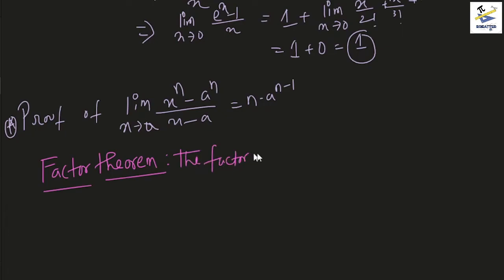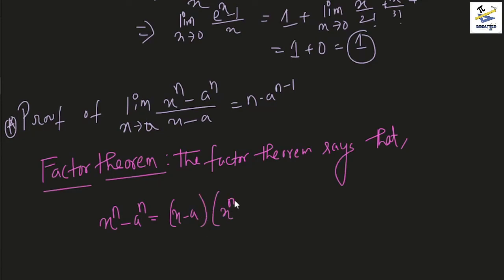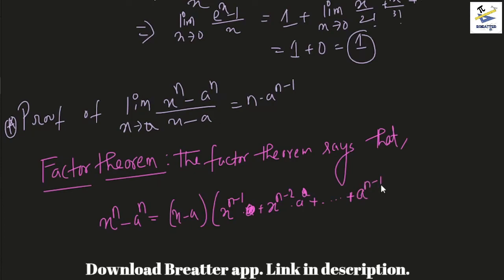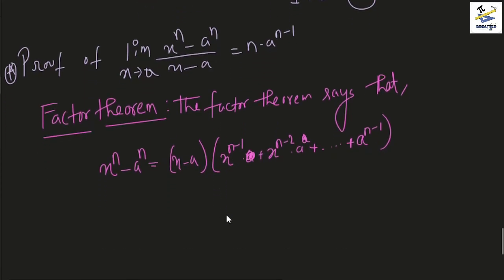The factor theorem says that x to the power n minus a to the power n is equal to (x minus a) into (x to the power n minus 1 plus x to the power n minus 2 into a plus x to the power n minus 3 into a squared and all the way up to x into a to the power n minus 2, and the last term would be a to the power n minus 1). Yeah, this is the factor theorem. So it factors expressions of the form x to the power n minus a to the power n.